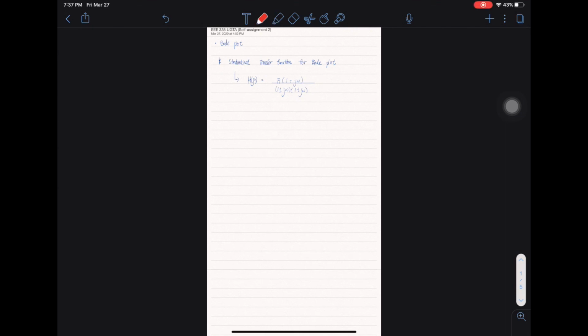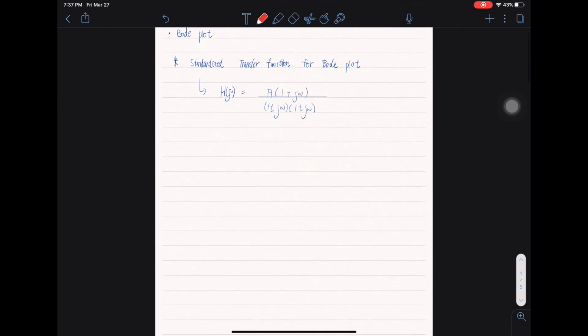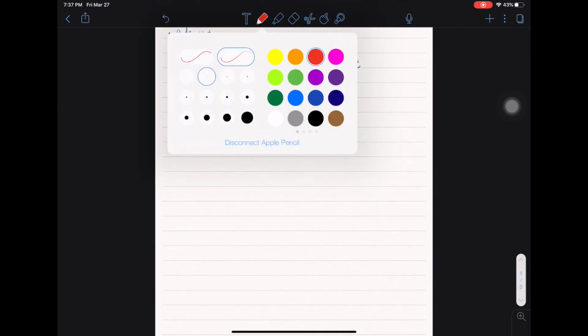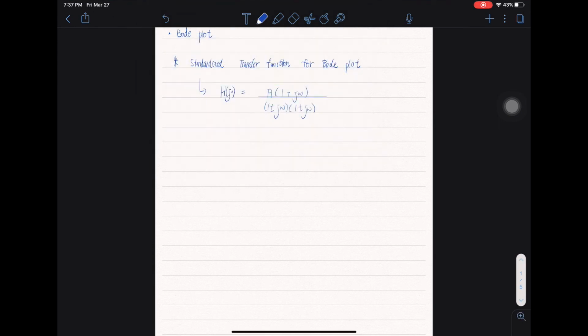I'm your UGTA for the Circuit 3 class, and today we are going to talk about the introduction of Bode plots. So it's basically how you can draw the Bode plot for the magnitude and phase plot after you see a transfer function.